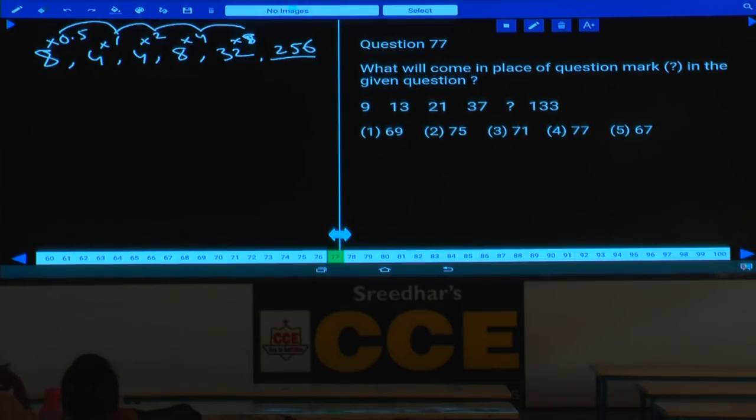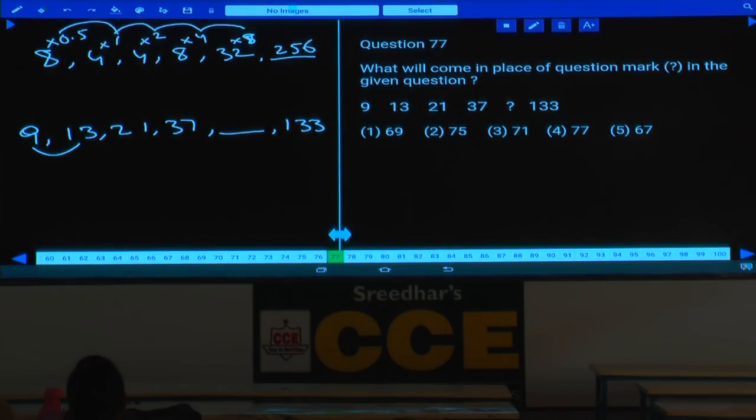Then question number 77: 9, 13, 21, 37, blank and 133. If you observe here, the numbers are increasing at a very small rate. As the numbers are increasing slowly, we should go for the difference between these numbers.